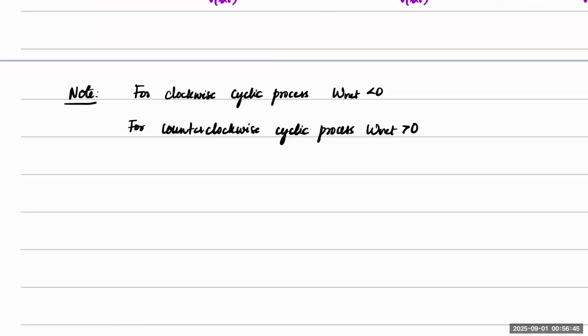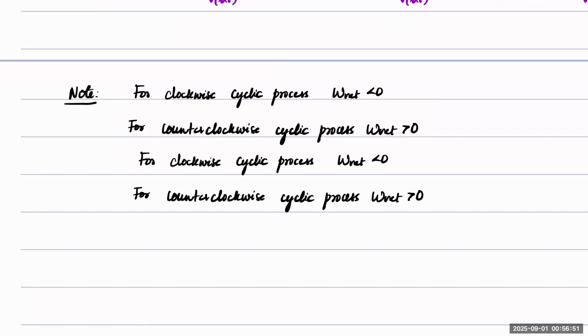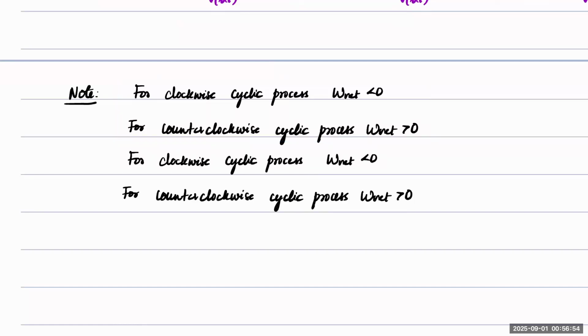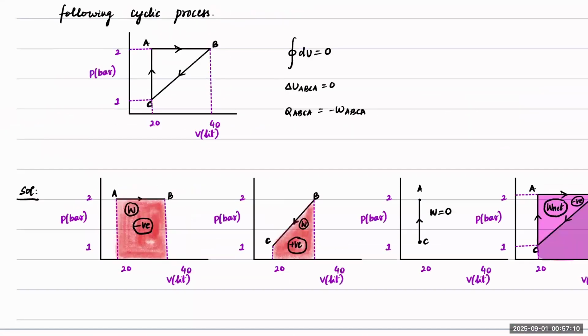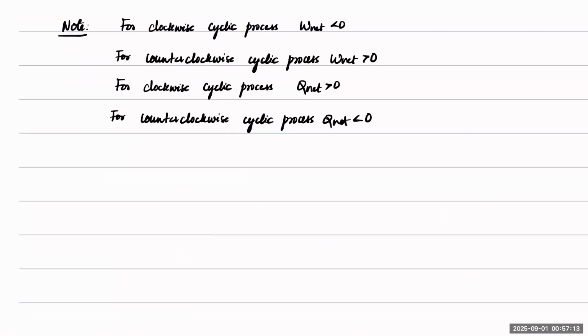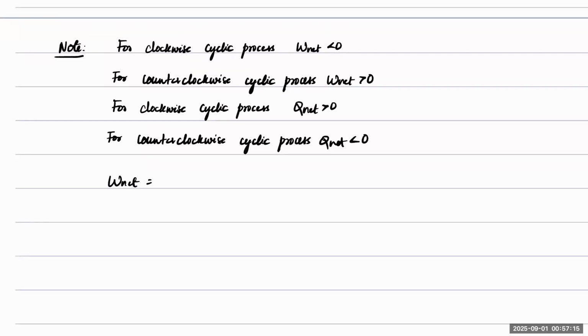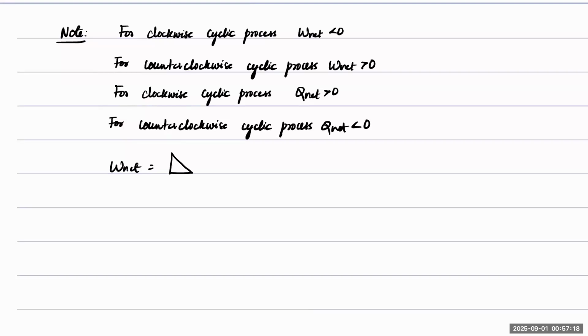So from here I can say the same logic fits for heat also. For heat, because work is same as heat, the only thing that is changing here is sign. That's it. So for counterclockwise Q net will be greater than 0, and for clockwise Q net will be less than 0. So in this case, we asked for W net and Q net. So what will be W net now? W net in the given question will be equal to area under the graph here. Correct?